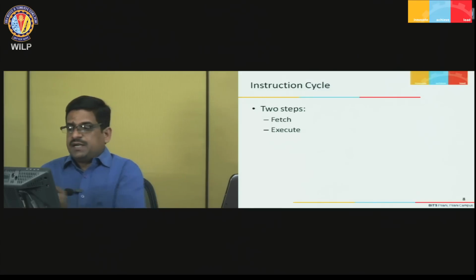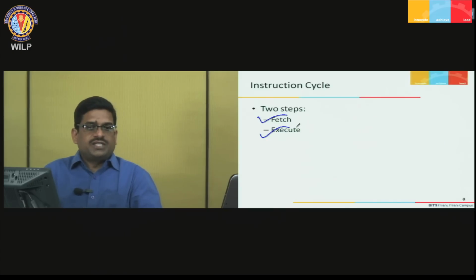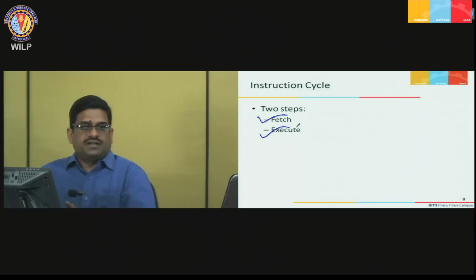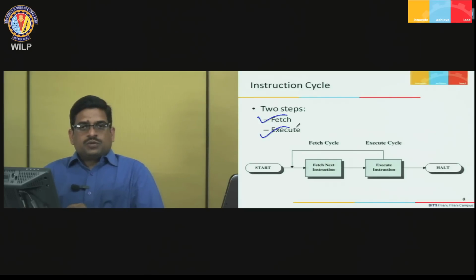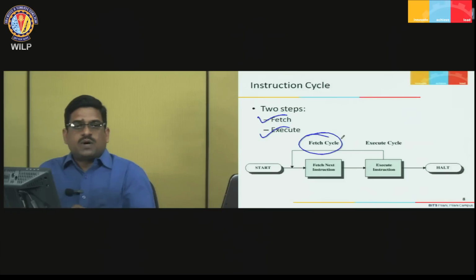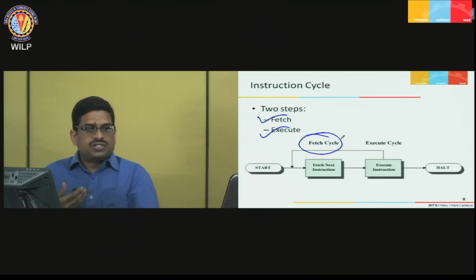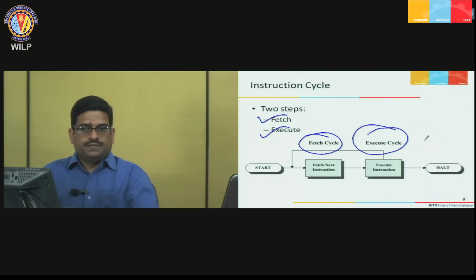Let us say I divide it in a very simple way into 2 steps. One is fetch, one is execute. Fetch means fetch the instruction and put it into the IR, and after that the rest of the things are included in what I am calling execute. Through this diagram you can see there is a fetch cycle, responsible for fetching the instructions one by one as per the information available in the program counter, and next is the execute cycle that does the rest of the things.